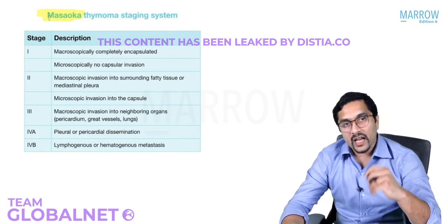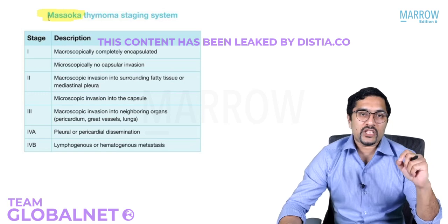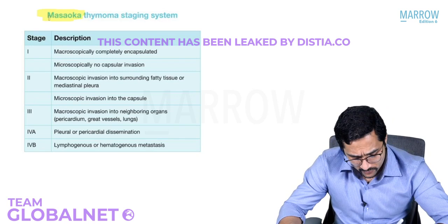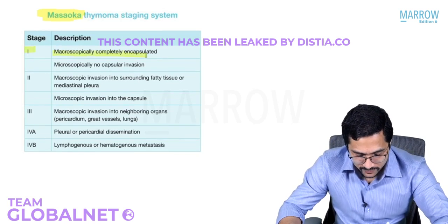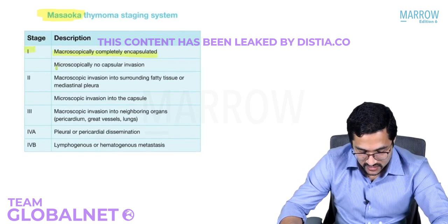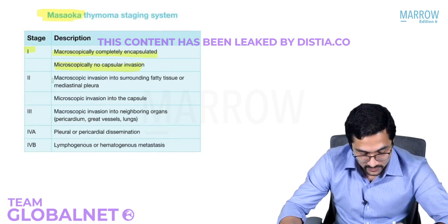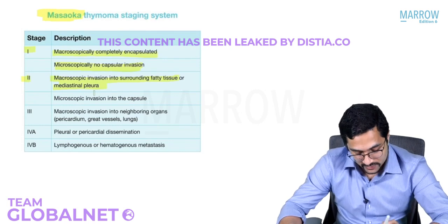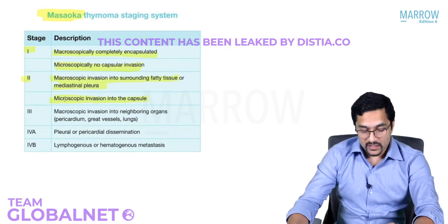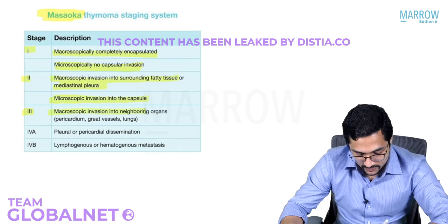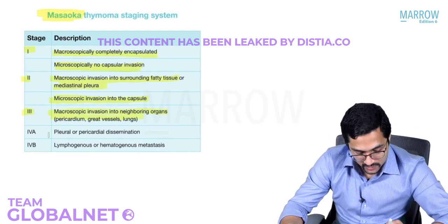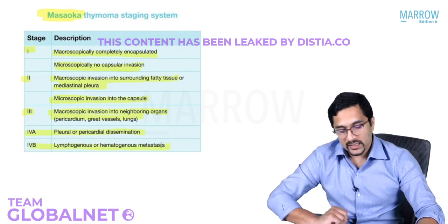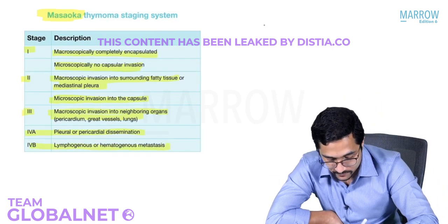This term Masaoka has been asked, and in the super specialty exams, the detailed staging has also been asked in the exam. So stage 1 is when there is a macroscopically completely encapsulated lesion and there's no capsular invasion. Stage 2 is when there's macroscopic invasion into surrounding fatty tissue or mediastinal pleura, and microscopic invasion is present as well. Stage 3 is when there's macroscopic invasion into neighboring structures. 4A is pleural or pericardial dissemination, and 4B is hematogenous spread.